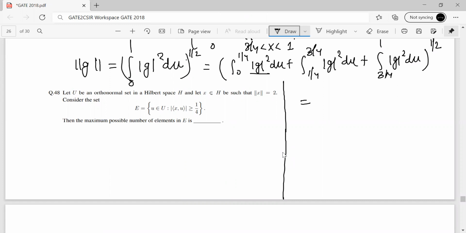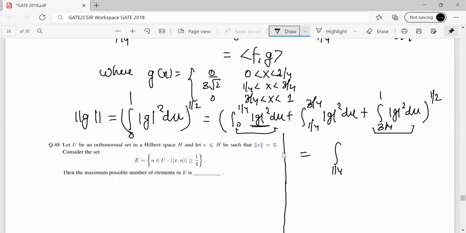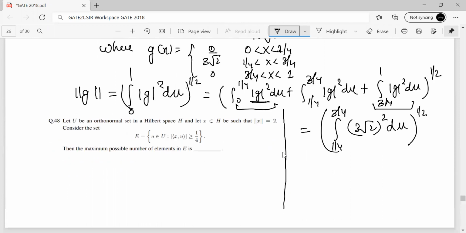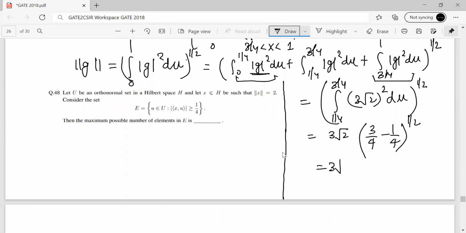So this part right here will be 0, because between 0 to 1 by 4 the function is 0. So this quantity will be 0, and this quantity will be 0. All I have to calculate is this. So between 1 by 4 and 3 by 4, mod of g is 3 root 2. So the integral of 3 root 2 square d mu, power half. Just evaluate. So you get 3 root 2 coming outside, and then it will be 3 by 4 minus 1 by 4, power half. So that will give me 3 root 2, and this one will be 1 by 4 power half.